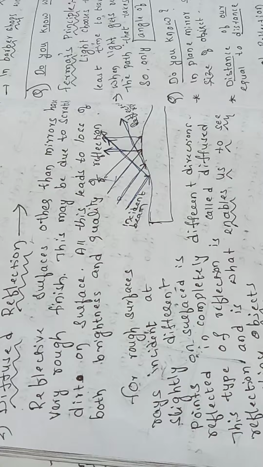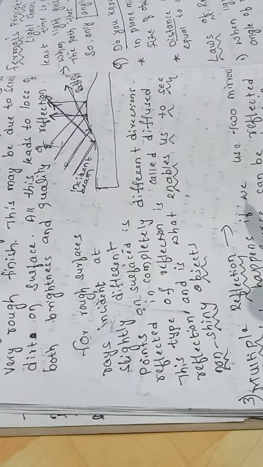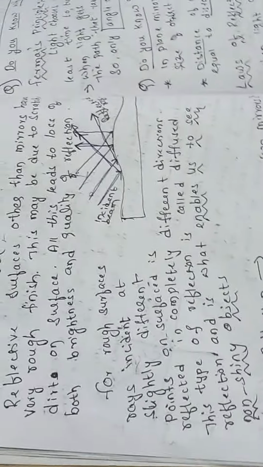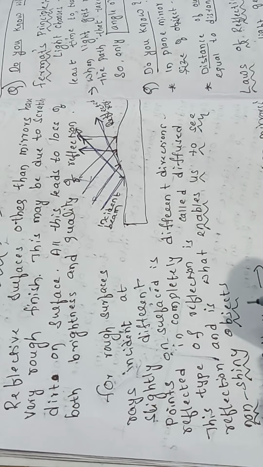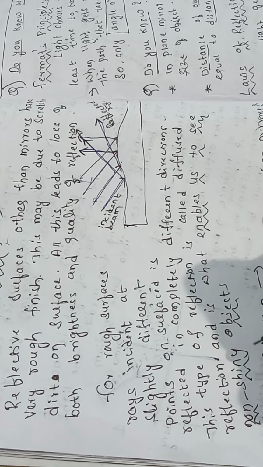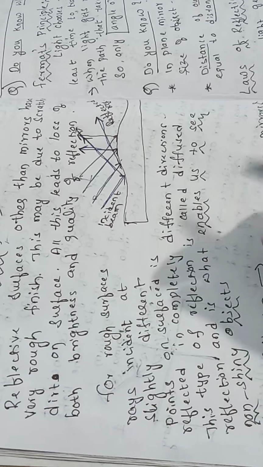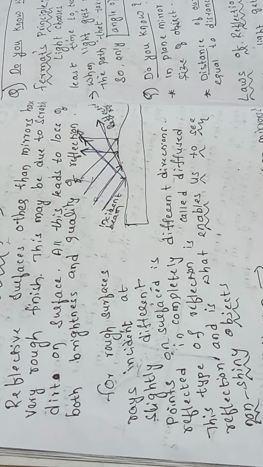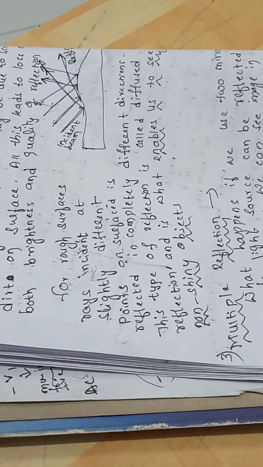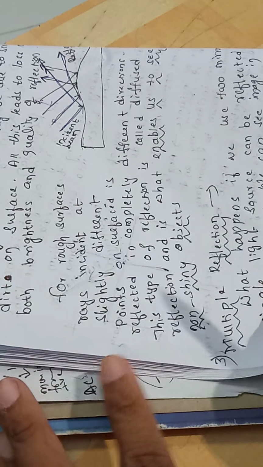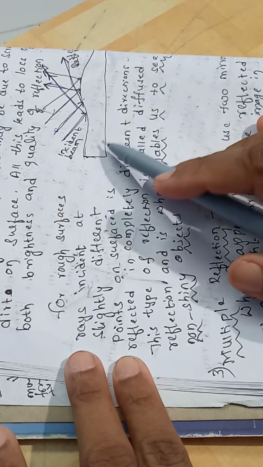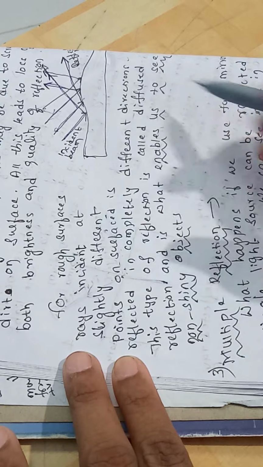And there is a use of this diffused reflection. The use of this diffused reflection is that we will become enabled to see non-shiny objects. So shiny objects, as usual, we can see easily due to its shining nature. But non-shiny objects, now if you want to identify or see non-shiny objects, this diffused reflection will help us a lot.